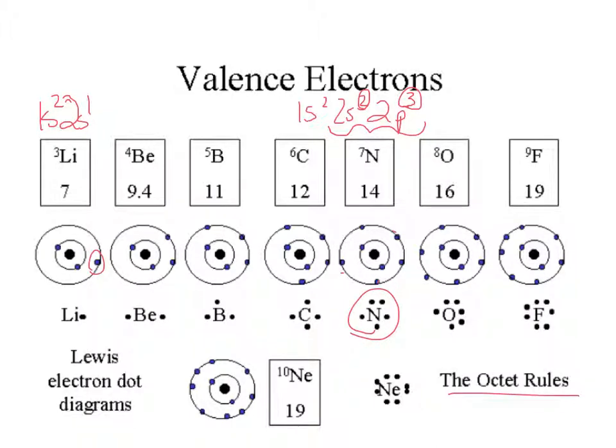Octet rule says you want to get 8 dots around each element. Everything is going to move or react in order to gain 8 electrons. Okay? All right, that's it.